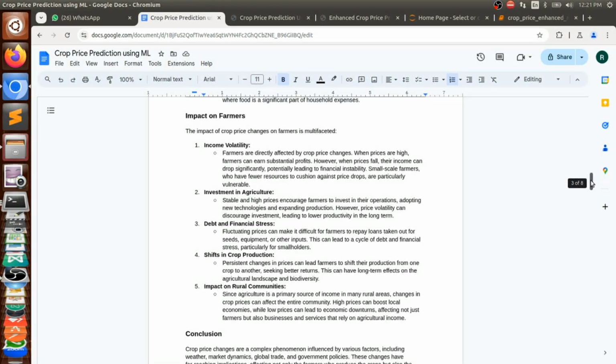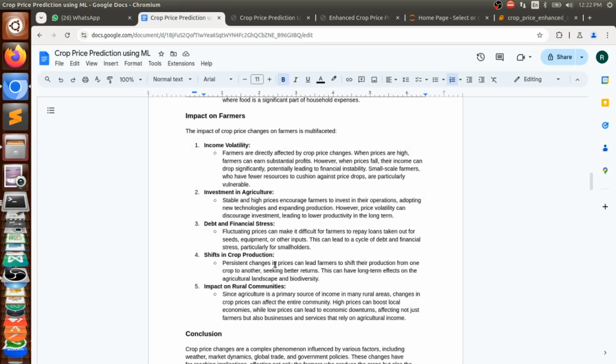And mainly all these things will come back to the farmer itself. They will be impacted much more than the consumers. So income volatility, farmers, they will not get better income. Okay, investment in agriculture, if they don't get better now, they won't invest a lot the next time. Okay, debt and financial stress. For example, due to a lot of flood and all these things in the present scenario, farmers are in loss and there will be debt. Now it will make it very hard for them to work on it.